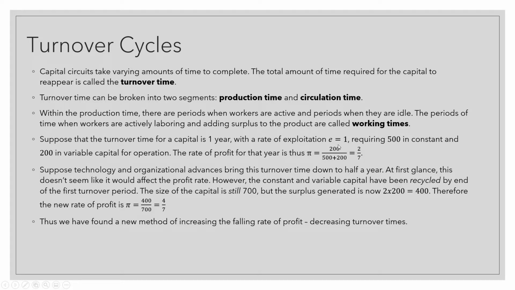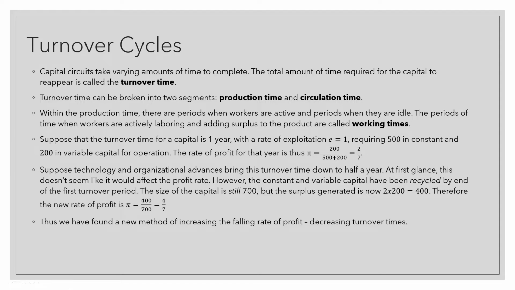Then the rate of profit for that year, if the turnover time is a year, is this: it's 200. That's the S, because you pay 200 for variable capital, so you get 200 back in surplus, over the size of the capital, the amount required to keep this profit train rolling, which is 700. You get 2/7.